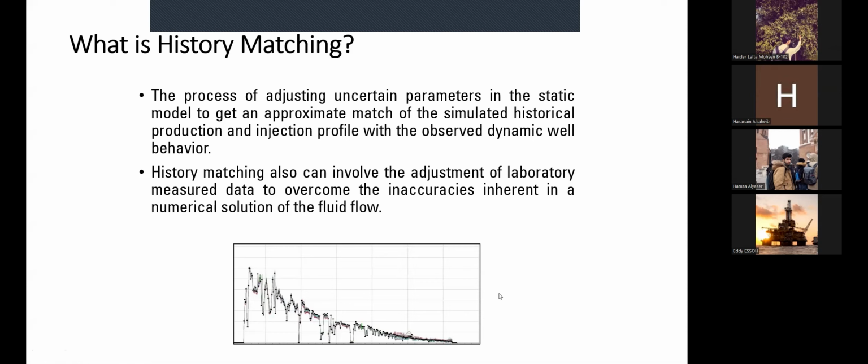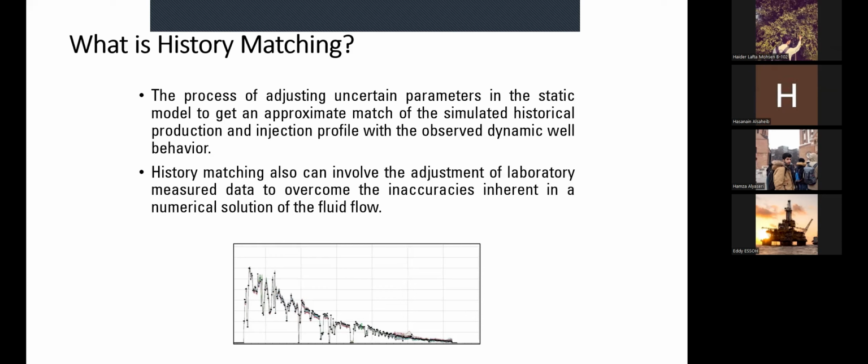So history matching is the process of adjusting uncertain parameters in the static model to get an approximate match to the simulation historical prediction. As I mentioned, when you have a production and pressure performance in the past, from the beginning of life of the field till today, you have to reproduce these results. So somebody will ask, why should I spend time and effort on something already elapsed, already passed?